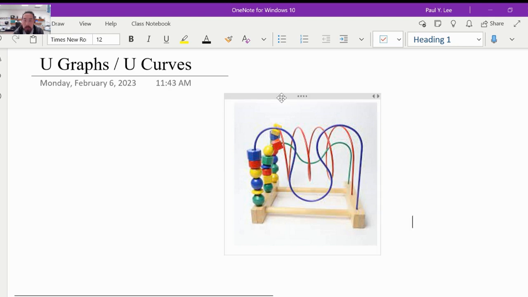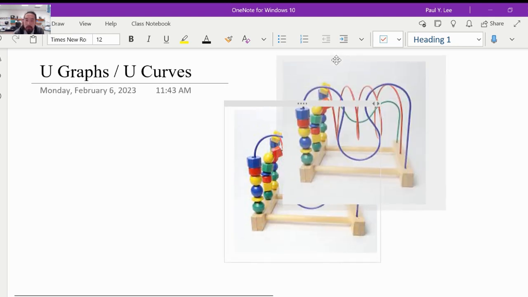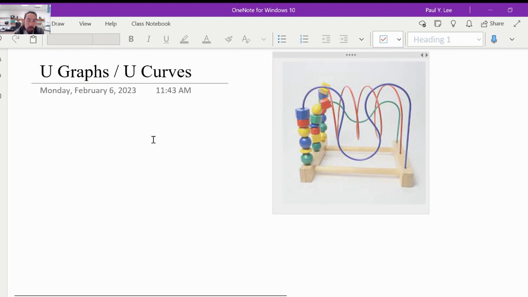I'll bring one in class too so you can mess around with it. But it's a toy for little toddlers and babies.